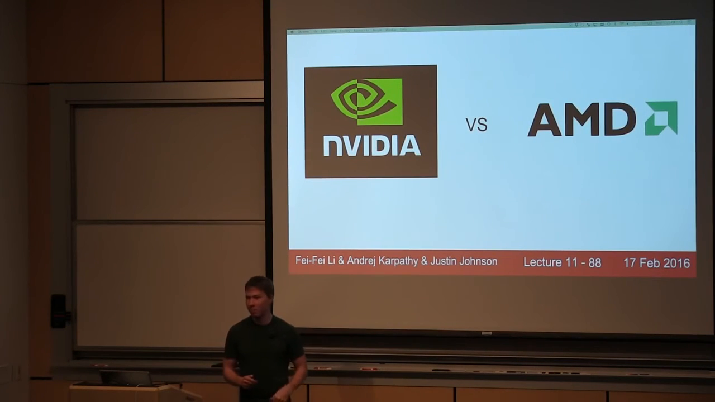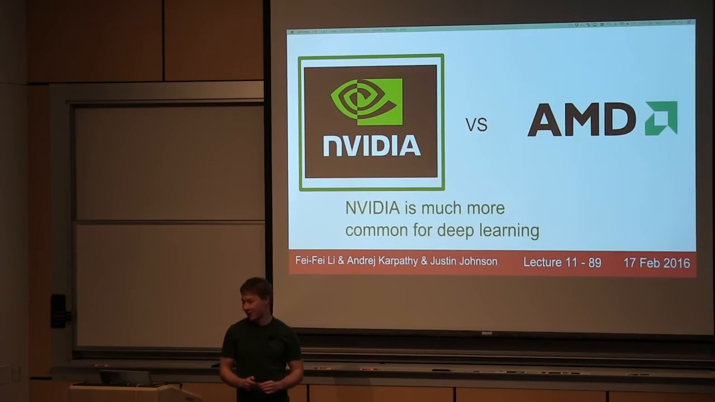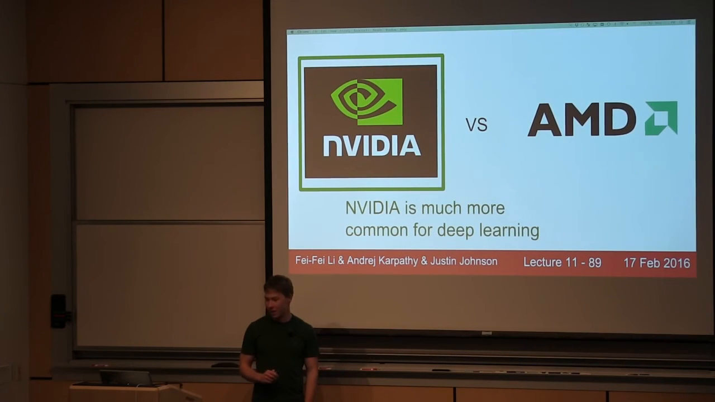So it turns out a lot of people in machine learning and deep learning have really strong opinions too. And most people are on this side. NVIDIA is actually much, much more widely used than AMD for using GPUs in practice. And the reason is that NVIDIA has really done a lot in the last couple years to dive into deep learning and make it a really core part of their focus.